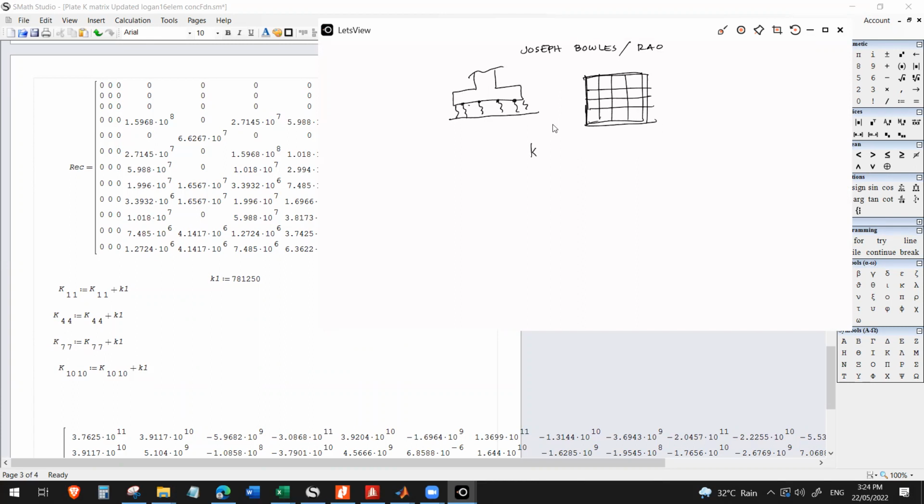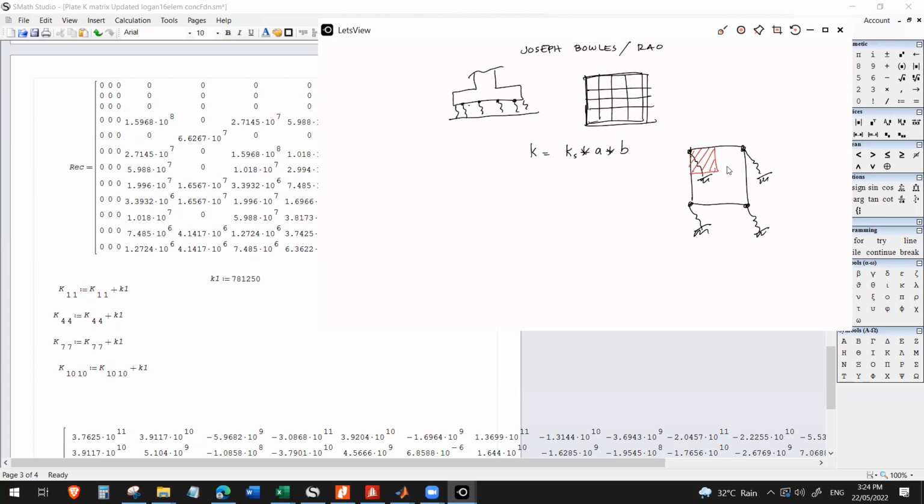The equivalent K or reaction will be the subgrade modulus multiplied by the area, or the contribution of each node. So remember, if we have a single plate, there will be a contribution or stiffness from the soil. Maybe that's this isometric view. There will be an additional stiffness or spring due to the soil, and its contribution will depend on the dimension of our mesh.